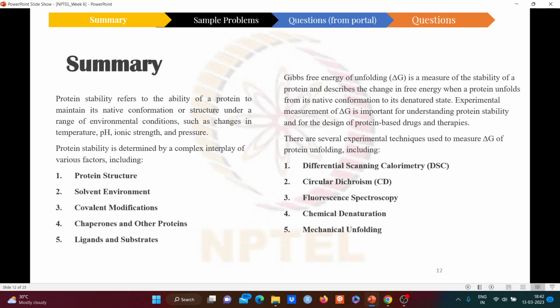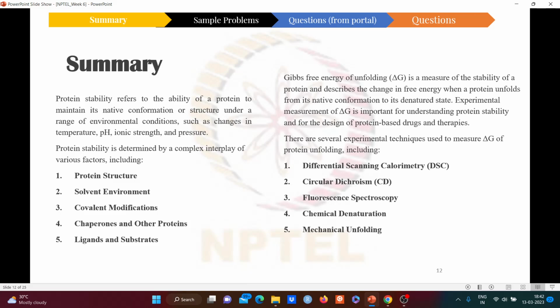So differential scanning calorimetry measures the heat absorbed or released by a protein as it undergoes thermal denaturation. By analyzing the temperature dependence of heat capacity, delta G of unfolding can be calculated. Next is circular dichroism, which measures the changes in secondary structure of a protein as it undergoes denaturation. By analyzing the temperature dependence of CD signal, delta G of unfolding can be calculated.